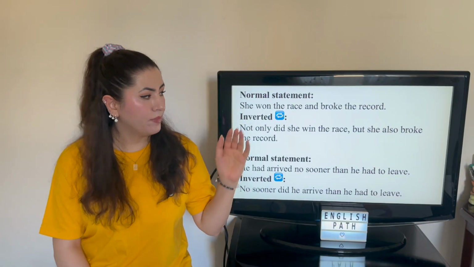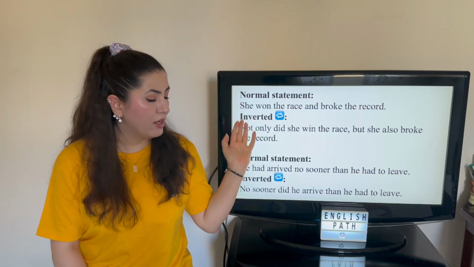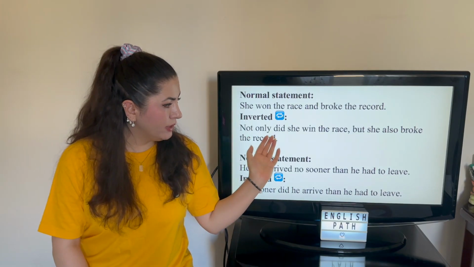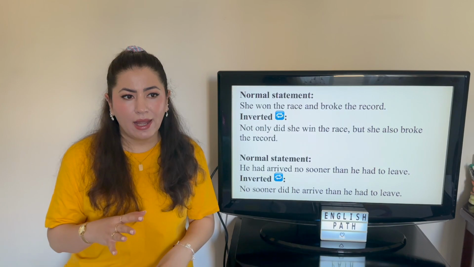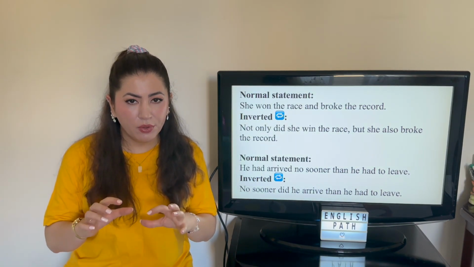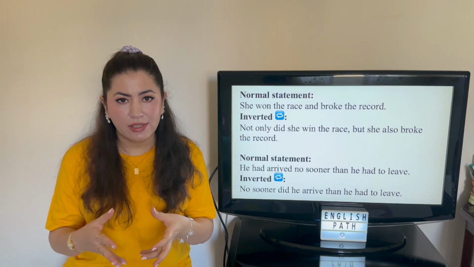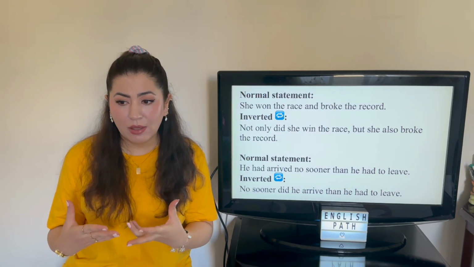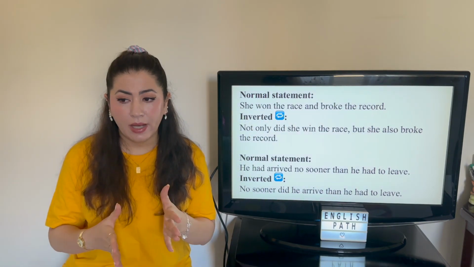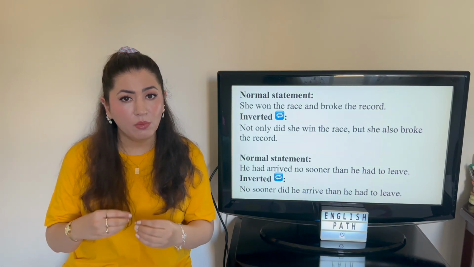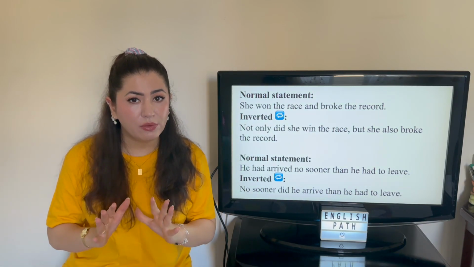Two more examples. The normal statement is she won the race and broke the record. The inverted version is not only did she win the race, but she also broke the record. So I am emphasizing that both of these things happened. A case similar to this is when you start your sentence with neither. For example, neither did she lose, nor did she give up. I explained these two plus many more in this video. I highly recommend you watch it because it's really, really useful.